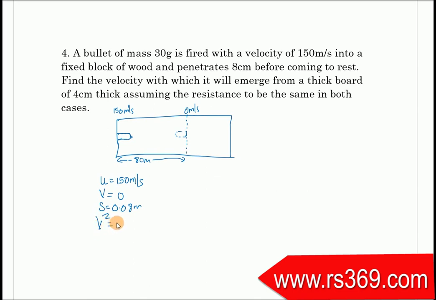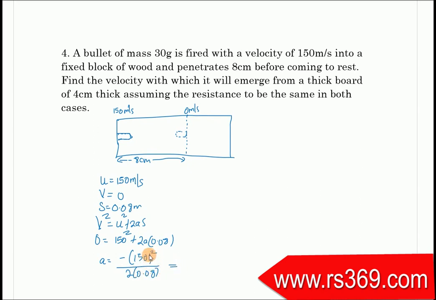So you have that V squared is equal to U squared plus 2AS, implying that 0 is equal to 150 squared plus 2 times A, which is the one we don't know, times S, which is 0.08 meters. Now here we shall have that A is equal to negative of 150 squared, and this one divided by 2 times 0.08, and we shall have this one.